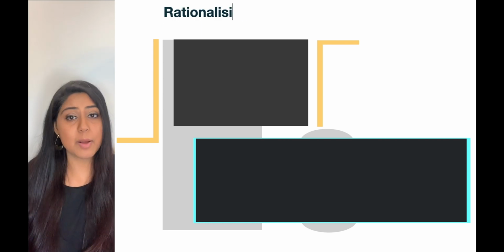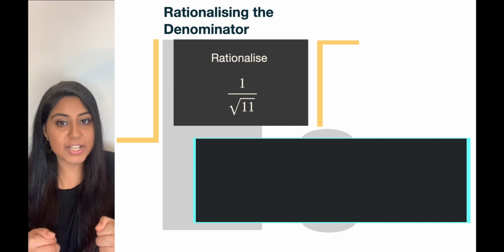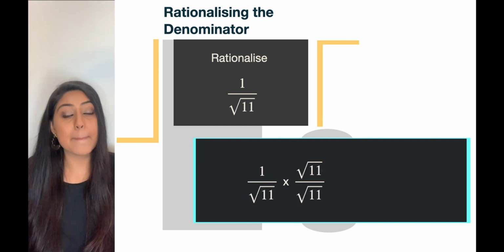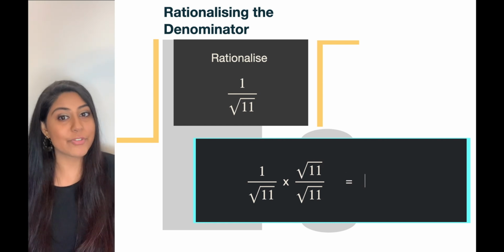So if we look at this example, 1 over root 11, to get rid of the surd on the bottom, that's what rationalising the denominator means. To get rid of the surd on the bottom, if I take root 11 and multiply it by itself, well, the square roots cancel and I'm left with just 11 on the bottom.